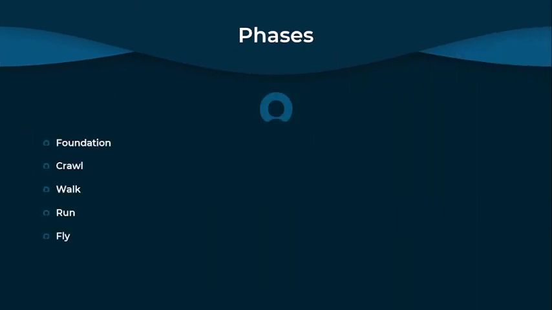Then phases. There are different phases like foundation, crawl, walk, run, and fly. So the first phase is foundation. Basically, ServiceNow CSTM implementation typically progresses through several phases, each representing a level of maturity and capability in utilizing the framework, like foundation, crawl, walk, run, and fly.